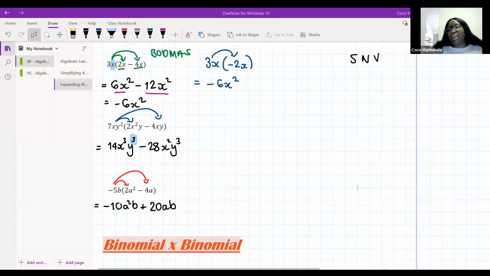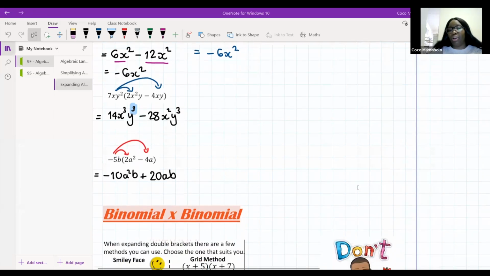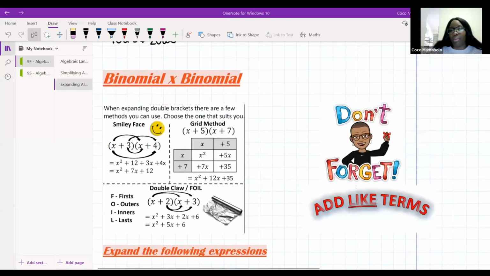Now we're going to look at something else. We're going to be looking at the binomial times the binomial.